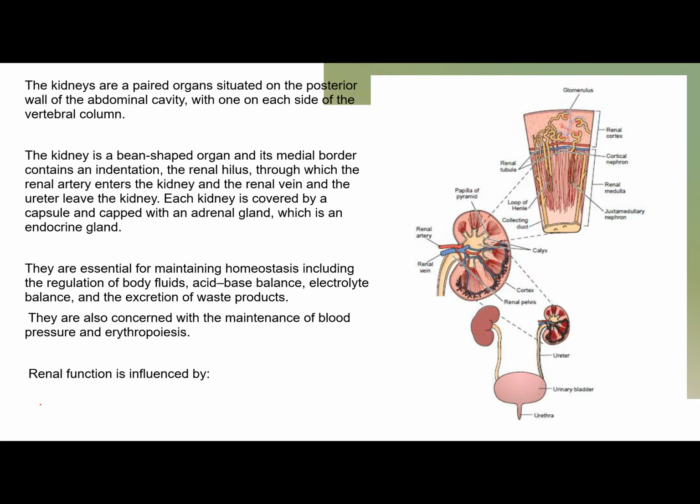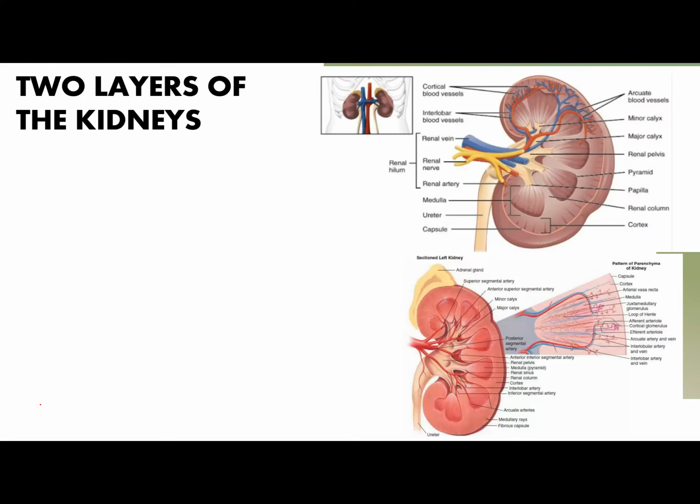Now, renal function, class, is influenced by A, blood volume, blood pressure, and composition. B, hormones from the adrenal and your pituitary gland. So do take note of that. Renal function is influenced by blood volume, pressure, composition, and hormones from the adrenal and pituitary gland.